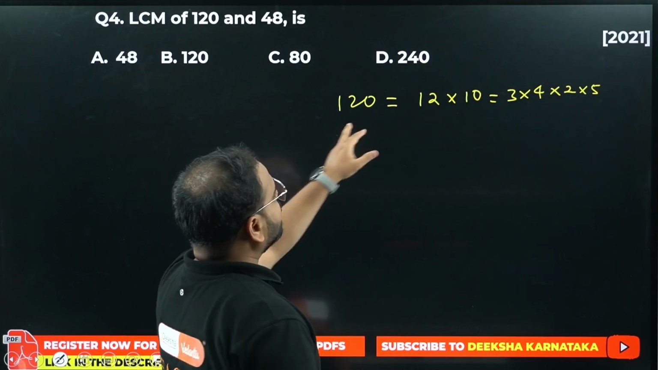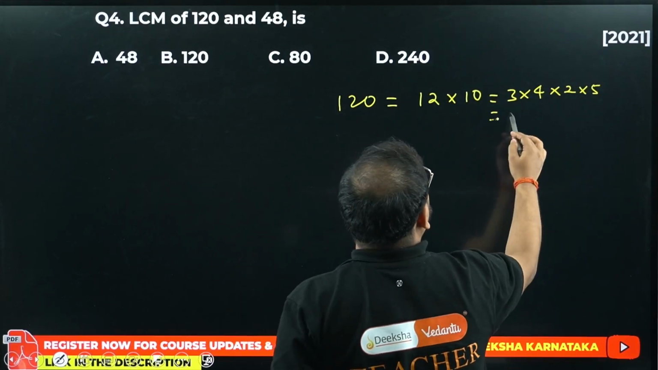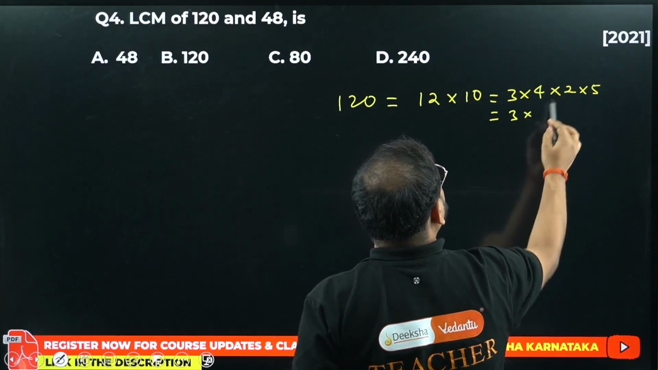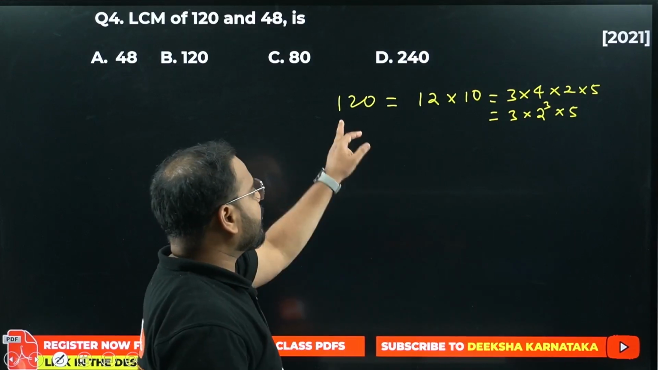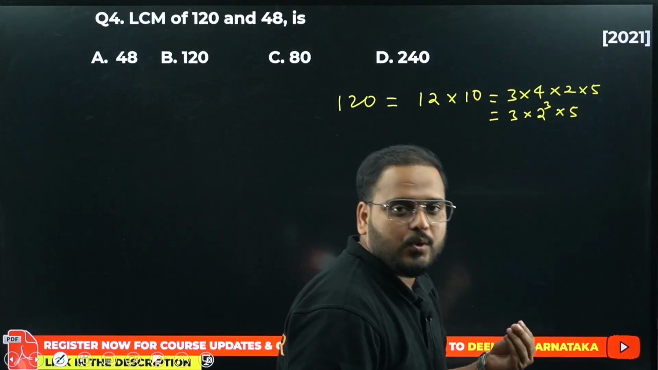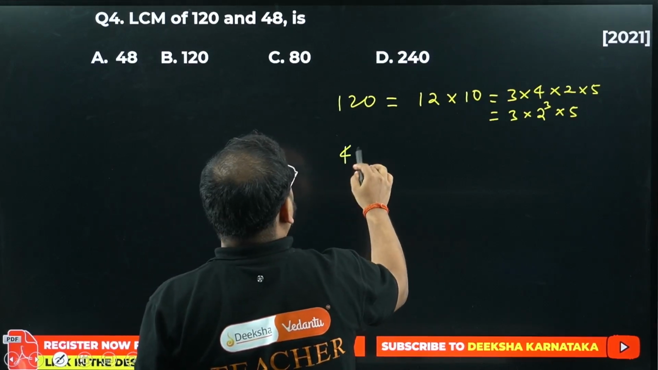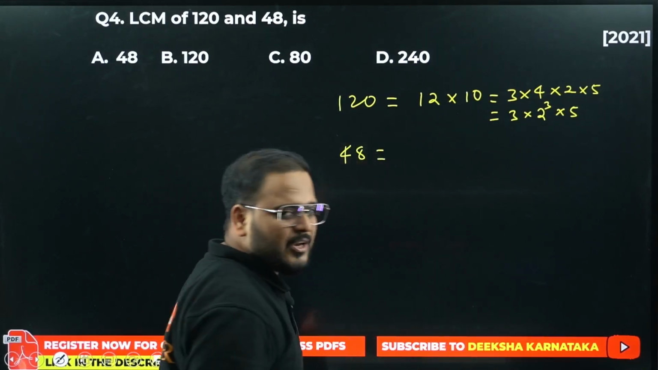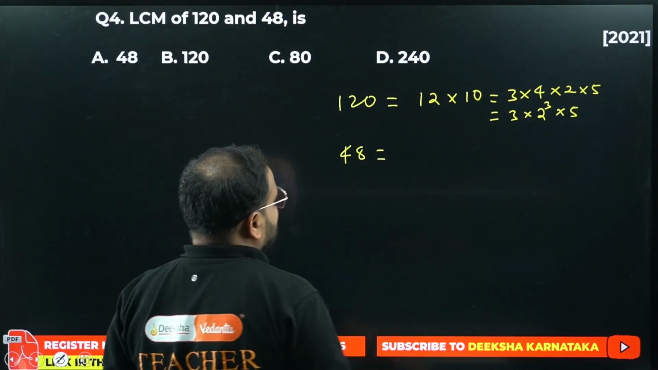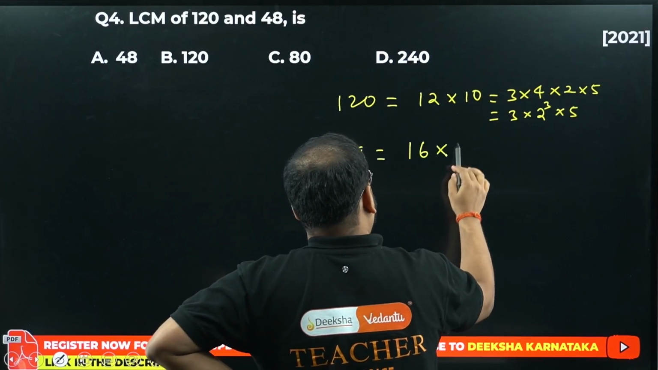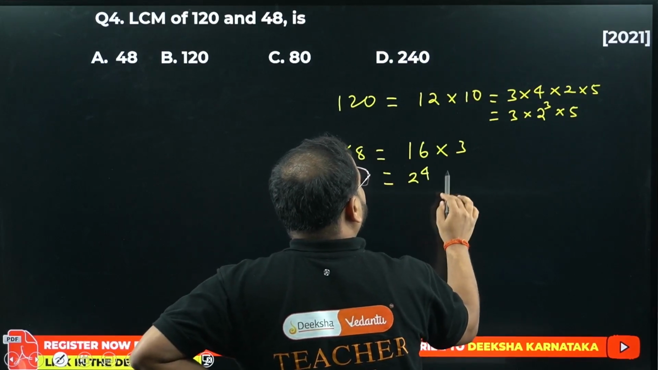Yes or no? Please check. 12 times 10 is 120. Now I've written 12 as 3 times 4 and 10 as 2 times 5. What am I going to get? 3 is like this, 4 is 2 square, and this is one more 2. So 2 cube times 5. Now you can see I've expressed the number 120 in terms of prime factors only. Next is 48. Same way I can do 8 6s, which makes sense, right? 16 3s are 48, right? So 16 is 2 power 4 times 3.